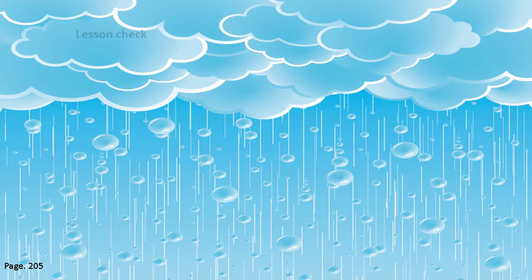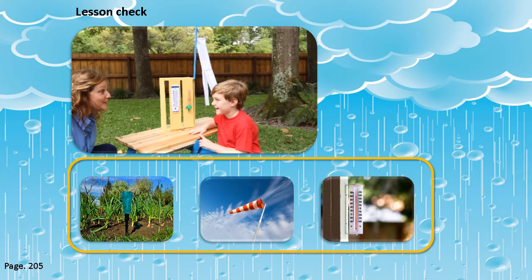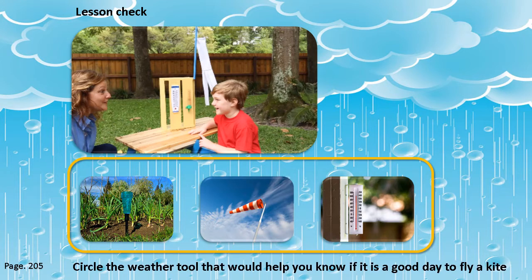Moving on to the lesson check on page 205 in our science book. And here we are asked to look at the picture in front of us and to answer the following question, which is: circle the weather tool that would help you know if it is a good day to fly a kite. So, which picture are we going to circle? Is it the rain gauge, the windsock, or the thermometer? Excellent job! Let's circle the picture of the windsock.